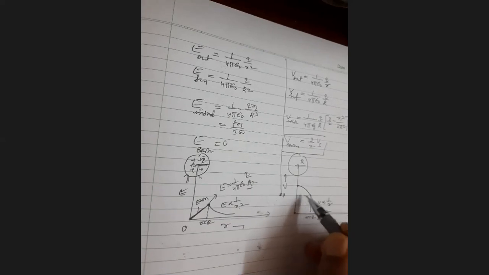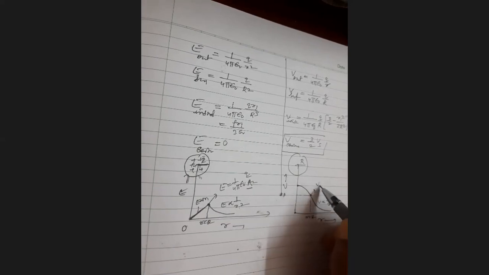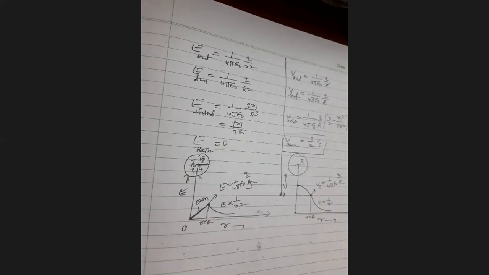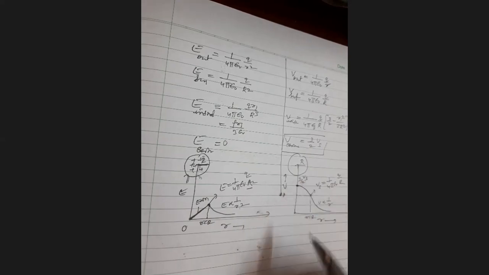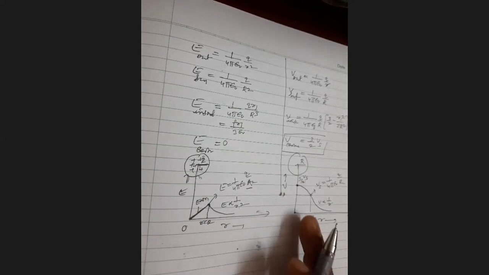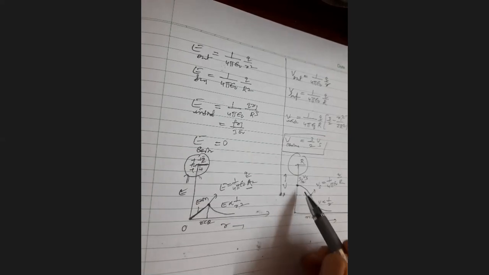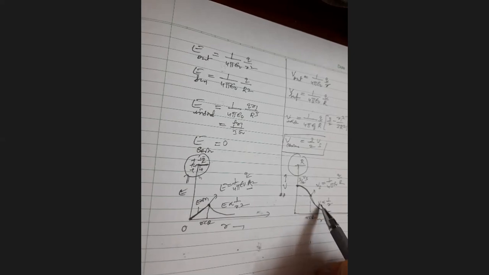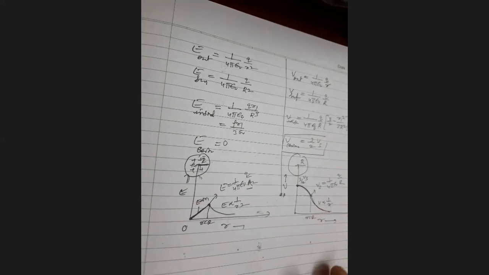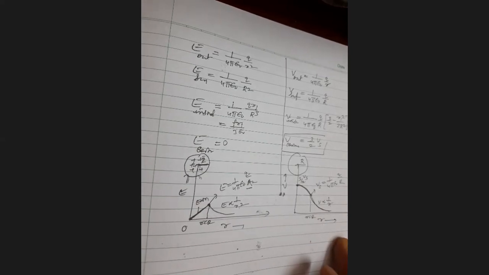So at the surface, what is the potential at this point? Vs is equal to 1 by 4 pi epsilon naught q by capital R. At the center, what is the value? It is 3 by 2 times the potential existing on the surface. So the potential graph is like this. From center to the surface, V is decreasing. Then as we move outside, it is decreasing, since V is inversely proportional to the distance of that point from the center.